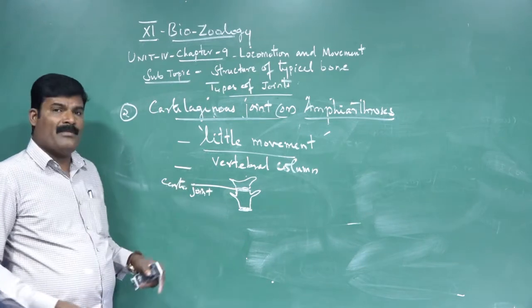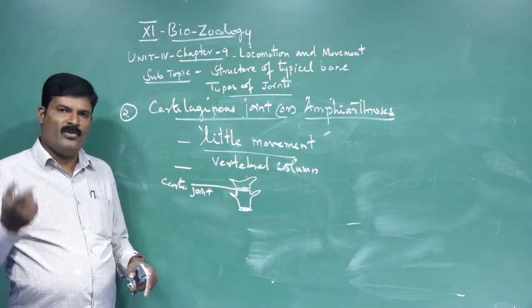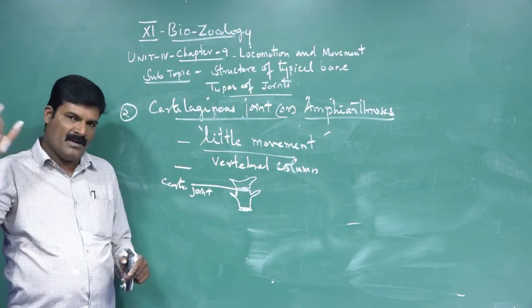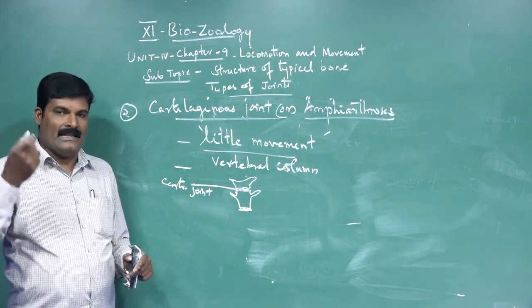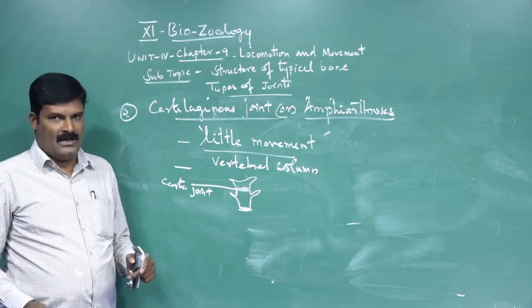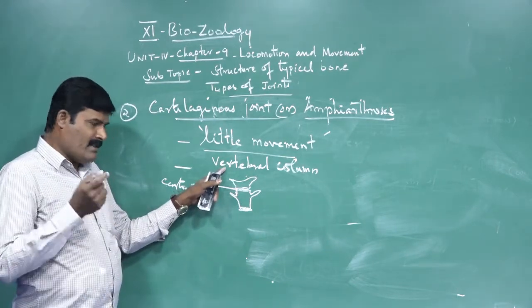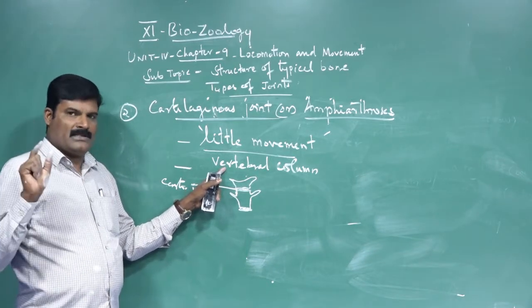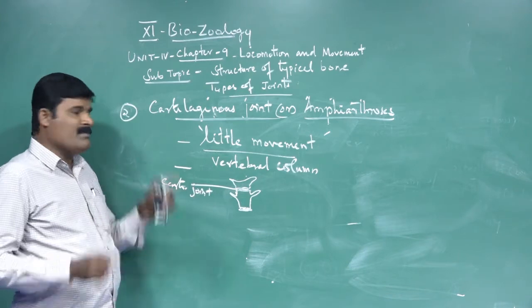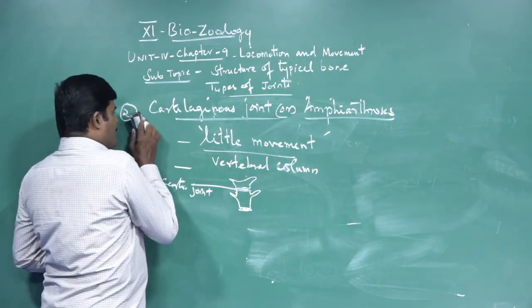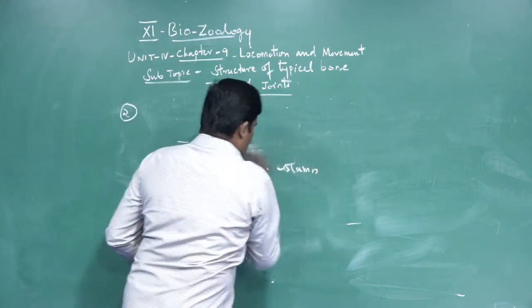So that is the example of atlas and axis. You know what are atlas and axis? The first bone of the vertebral column is atlas. The second bone is called axis. It is an important one, a frequent question. So the bones of the vertebral column, the backbone, allow movement, but little movement. This kind of joint is called a cartilaginous joint, otherwise called amphiarthrosis.